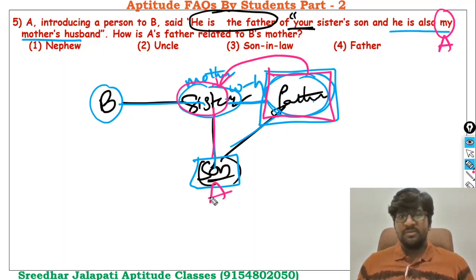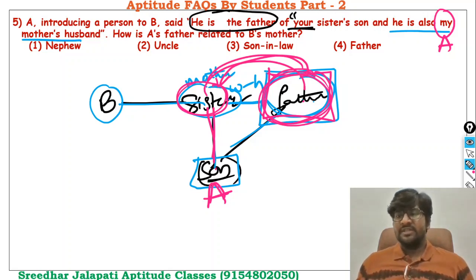So this person must be A. Then only my mother's husband is that gentleman. So that gentleman is B's sister's son's father, also my mother's husband. So he cannot be husband to two different ladies. Therefore, he is already husband to a lady, and that lady must be A's mother.